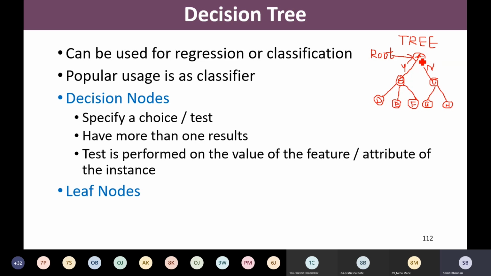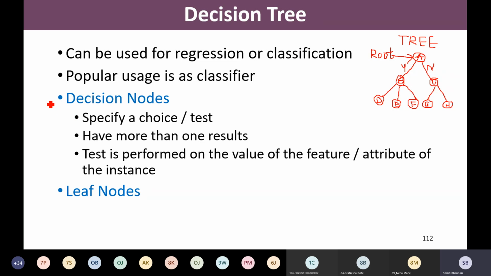Okay, now as I mentioned, we are taking some decision. This decision is based on some test that is performed on the value of the attribute or the feature. So if A is the feature, A has some values associated, and based on those values we perform the test and accordingly we follow the path. I'll be giving you a detailed example so that you can understand this concept.